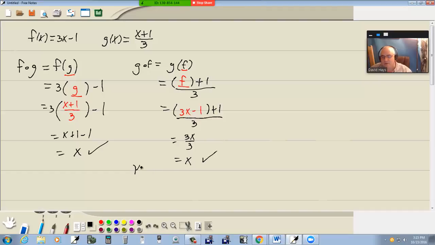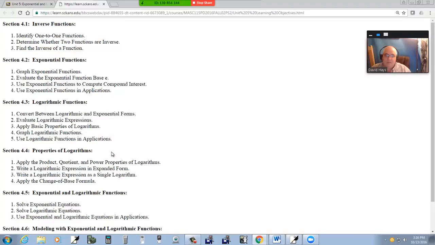Now since both of those give us x, then the answer is yes, these are inverses of each other. Now if one of them could not be simplified to x, you get like 5 or 7, or 3 plus x, or something other than a single x, then they're not inverses. Now the next topic is to find the inverse. So let's take a look at that.